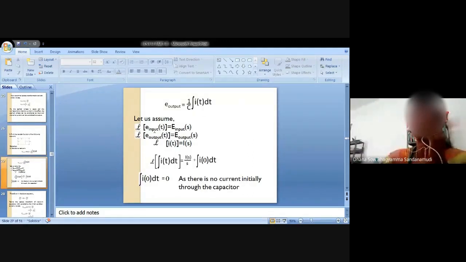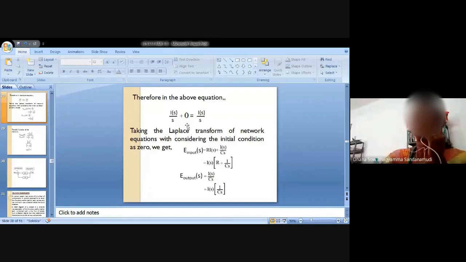The Laplace transform of E input is E input of s. Laplace transform of E output of t is E output of s. Laplace transform of I of t is I of s. Laplace transform of integral of I of t dt is I of s by s plus integral of I of 0 dt. Initially there is no current through the capacitor, therefore integral of I of 0 dt is 0. So the Laplace transform of integral of I of t dt will be I of s by s plus 0, that is I of s by s.